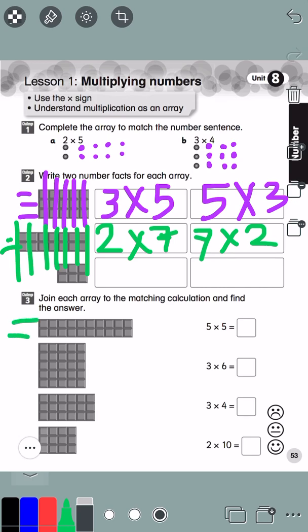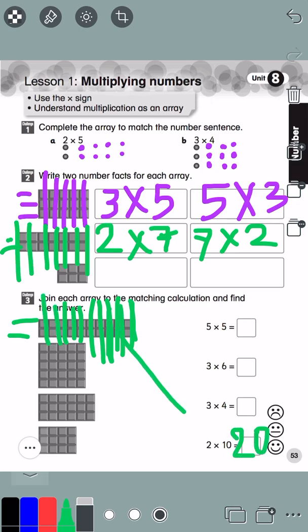So here we have 2 rows. And how many columns? 1, 2, 3, 4, 5, 6, 7, 8, 9, 10. So it's 2 times 10. And how much is the answer? You have to count the small chocolates inside. So here we have 2, here we have 4. I'm counting by 2s. Here we have 6, 8, 10, 12, 14, 16, 18, 20. So the answer is 20. And don't forget to match.